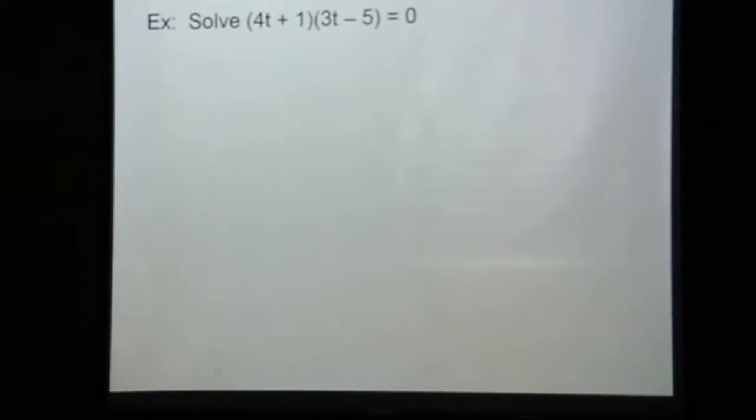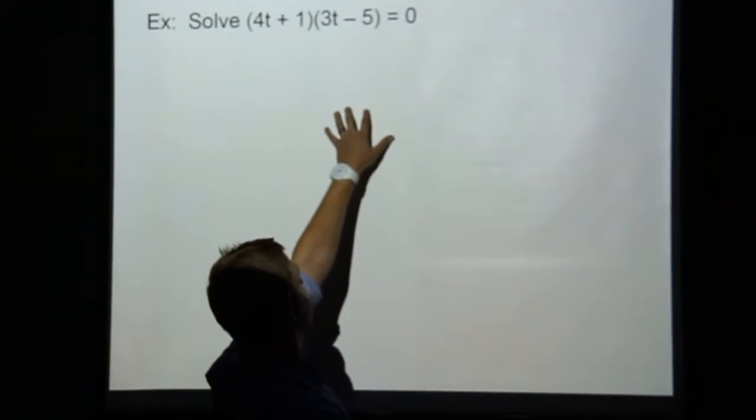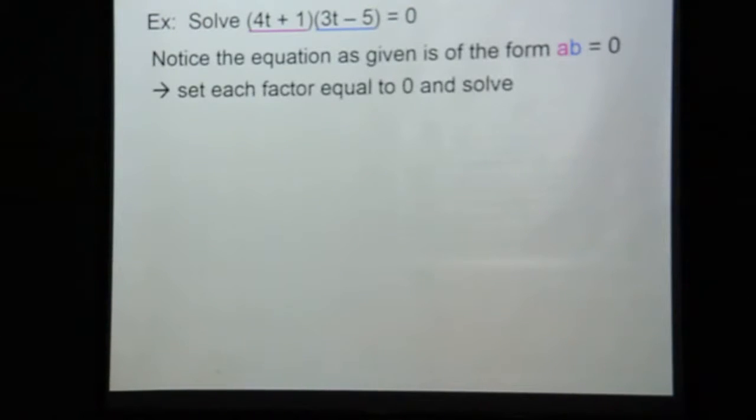So to find out which one it is, I'm going to do both cases. I'm going to do t could be 0 in this one, or this could be 0. Let's find out. So notice the equation is given in the form a times b equals 0, so we're going to set each factor, a and b, both equal to 0 and solve.